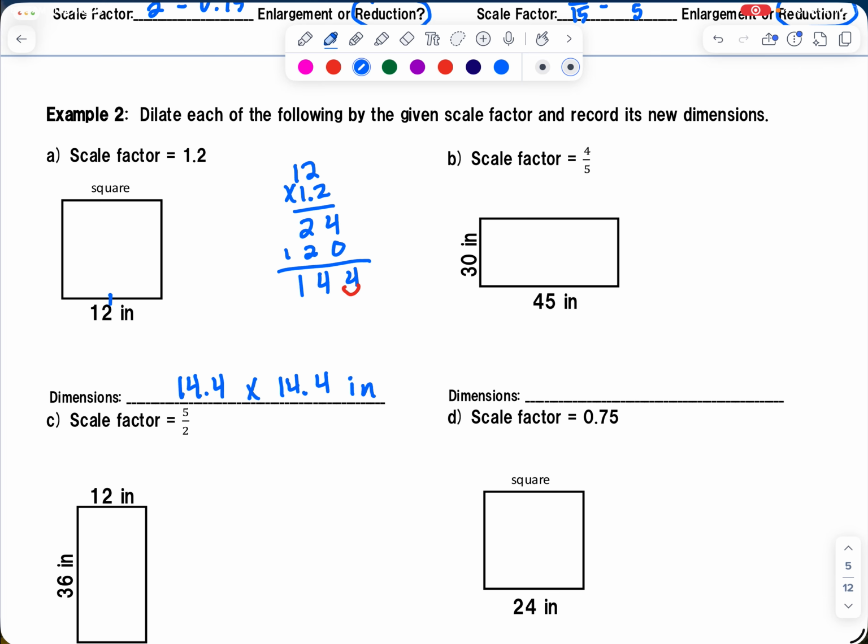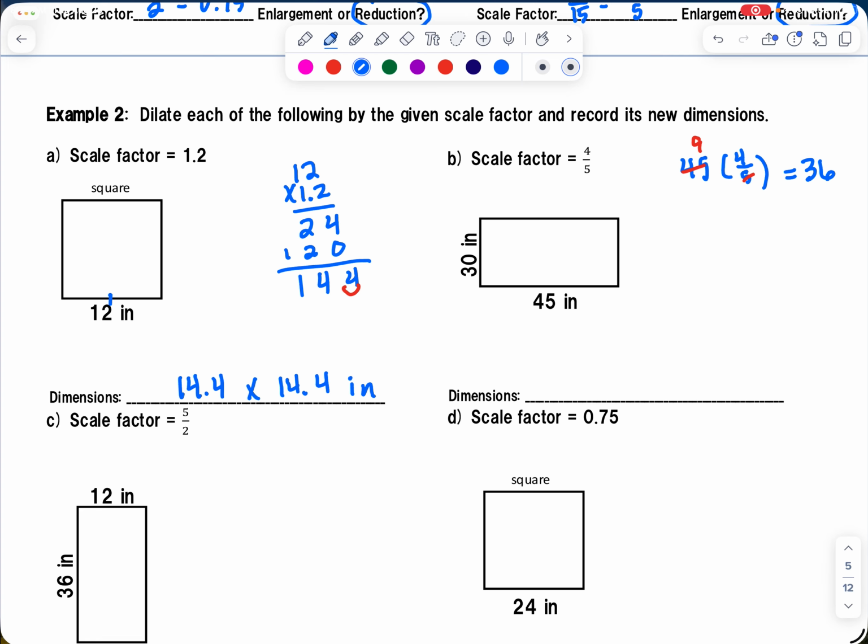All right. In problem B, we have a rectangle with sides of 45 inches for the long side, 30 inches for the short side. Now our new rectangle is going to be 4/5 of the sides. So I'm going to take the large side and multiply it by my scale factor. So let's see, 5 goes into 45 9 times. 9 times 4 is 36.